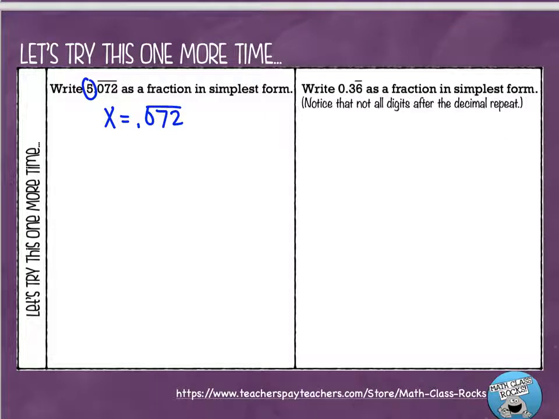Now that next step is I have to multiply each side by 10 to the d power, right? And the d power is the number of digits that are repeating. Well, I have 3 numbers repeating, which means that I would multiply each side by 10 to the third power, or 1,000.